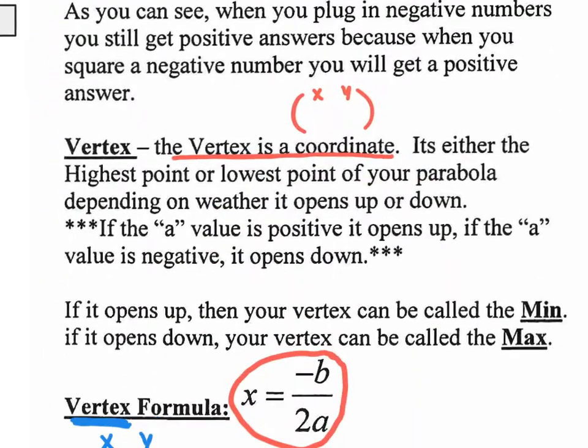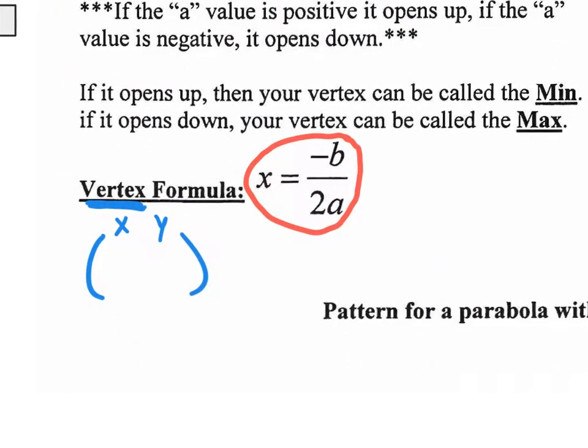So the vertex is super important. Now, this formula that we have to memorize says x equals, and we know that the vertex is an x and a y value, okay? So this formula only gives us the x value, and once we have the x value, whether it's a 2 or a 5 or a -1, to find the y value, all you have to do is plug it back in to the original equation. It's like having this as an input and finding the output by doing the math.